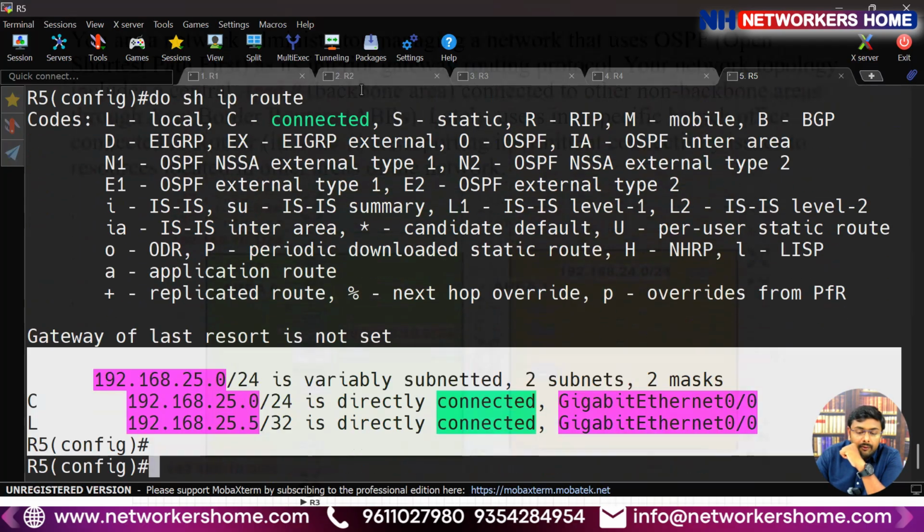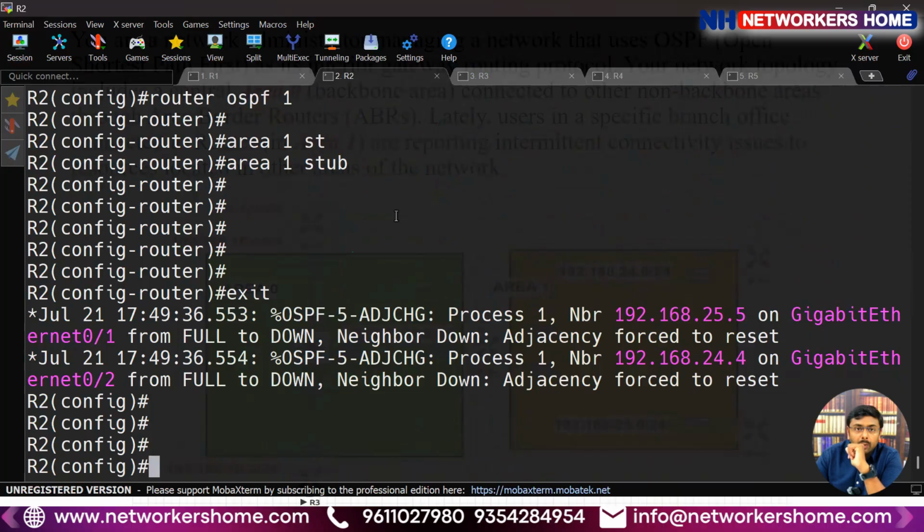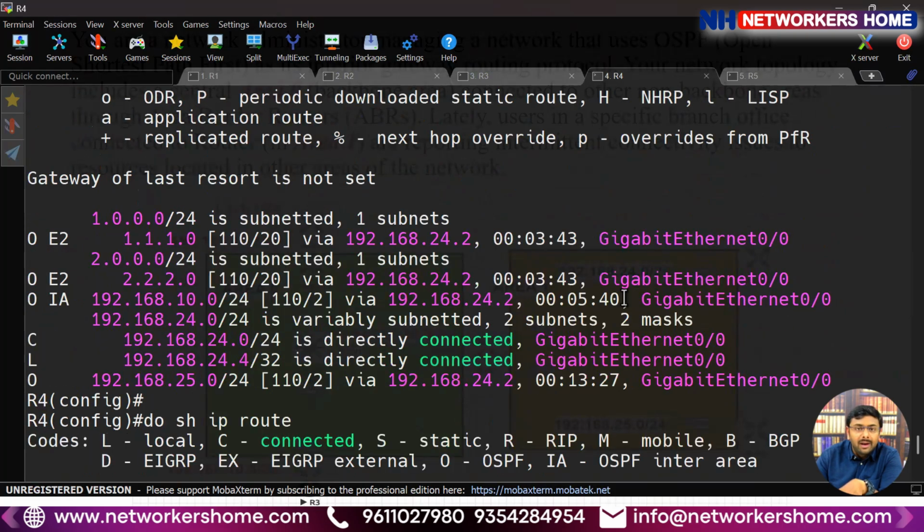So what we did was implement a stub on router 2, that is the ABR router, so that I can remove these type 5 LSAs. And whatever route I should get on router 4 should be like a default route. So whenever you implement this stub, whatever external route information we are getting will be delivered to the other routers in this area as a default.